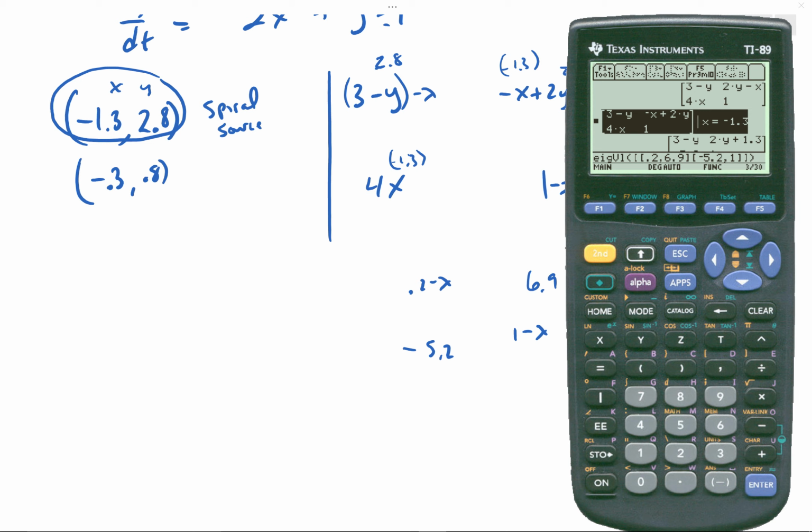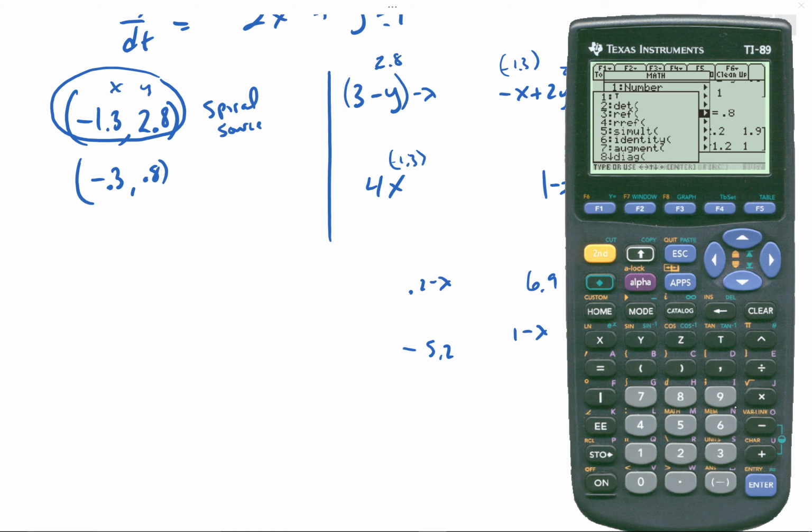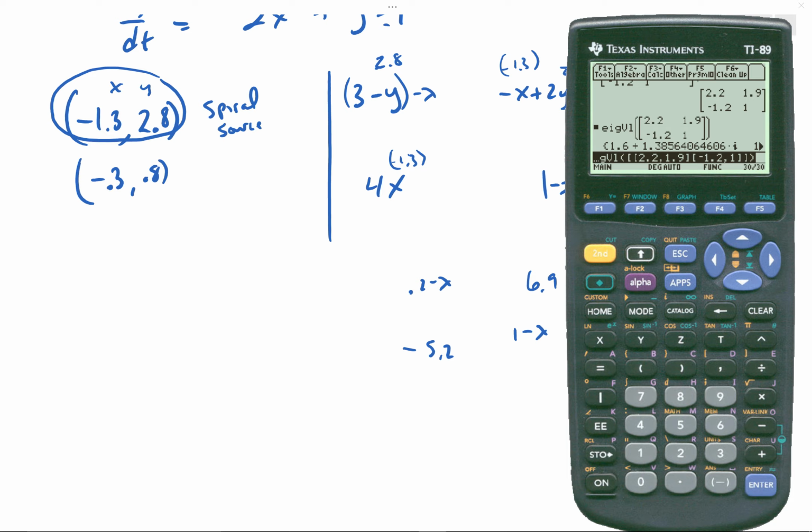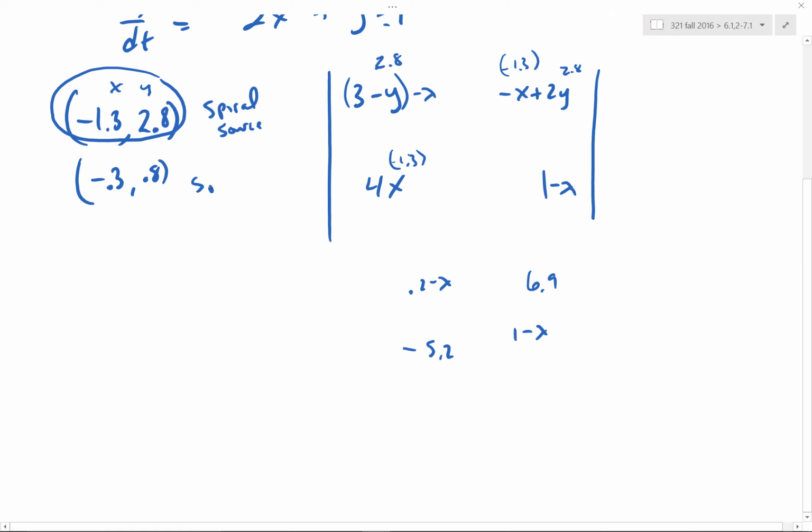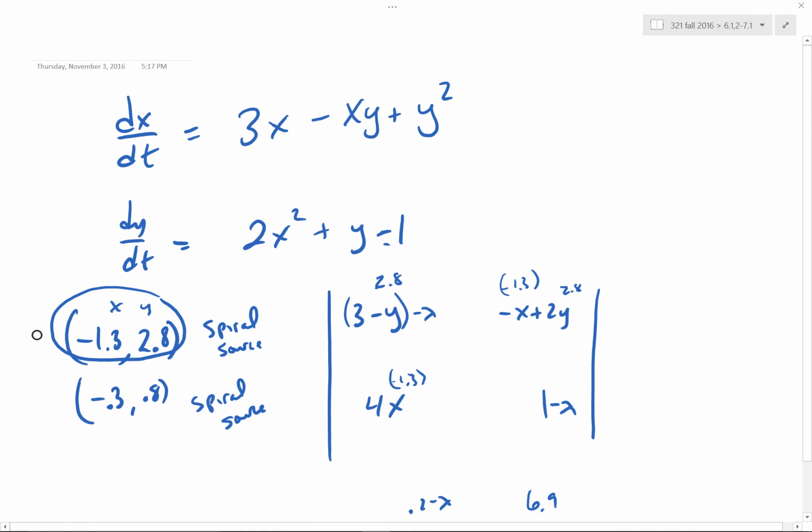Back to the original, which is this one. Bring it down, get rid of this, and then just put in negative 0.3. Clear, grab this guy, such that y equals 0.8. And then let's just do the old eigenvalue Rooney on that feller. And it is also a spiral source. Okay? So let's go look at that and see if we believe that's true.